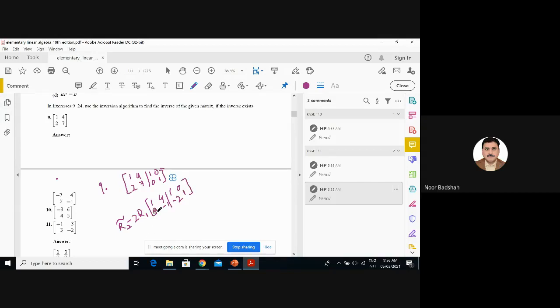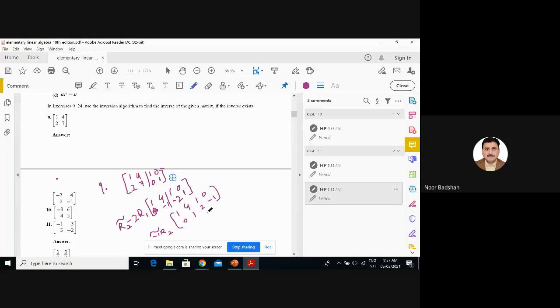Now we need to make this one 1. So row equivalent to minus 1 times row number 2. 1, 4, 1, and 0; 0, 1, 2, minus 1.